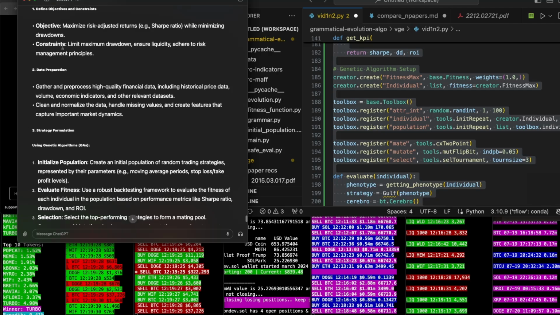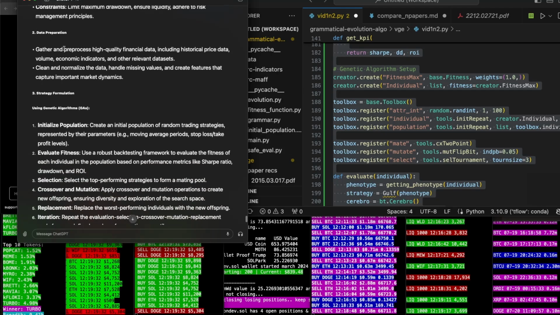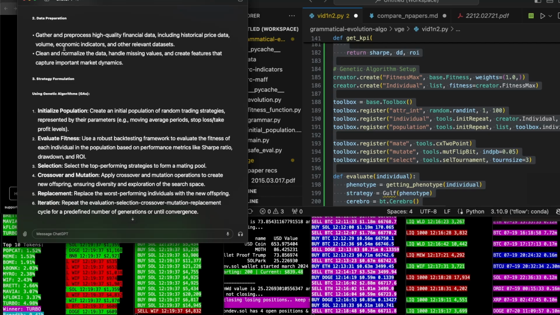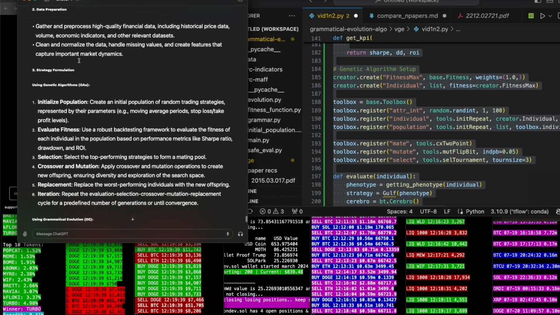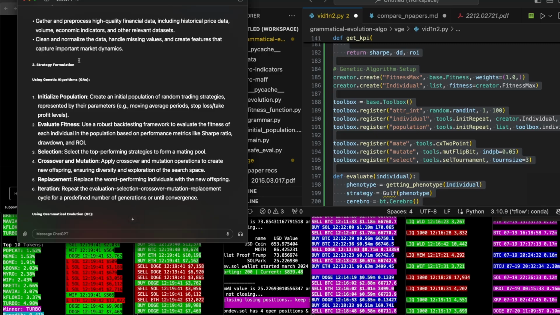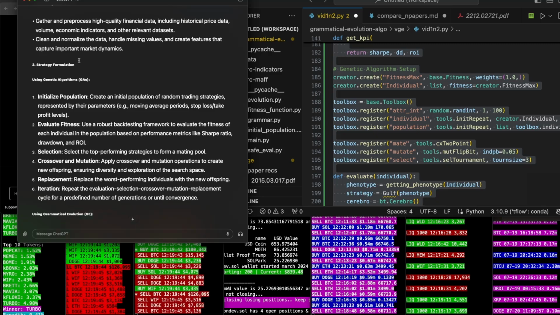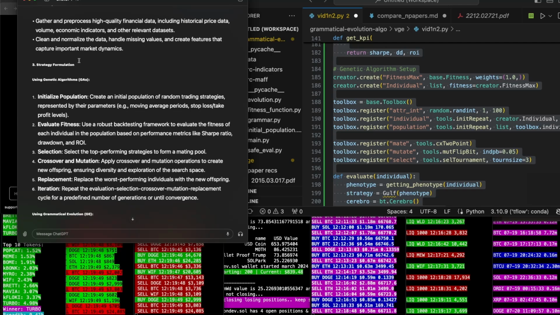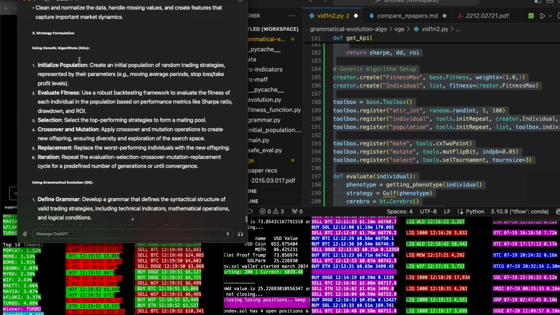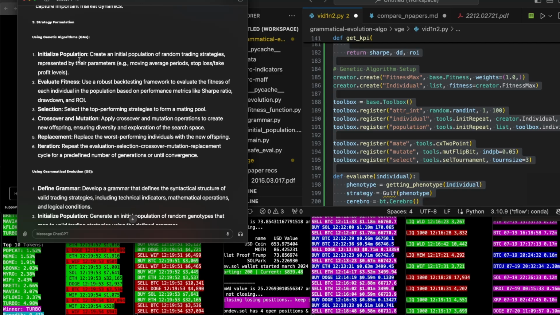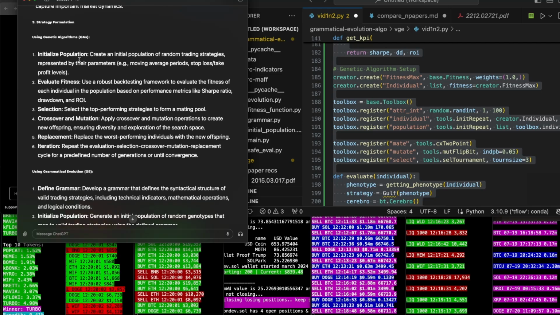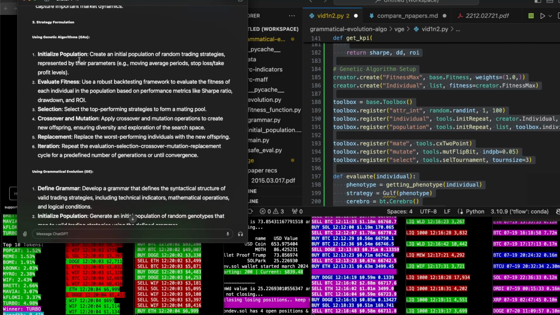Data preparation. Gather and pre-process high-quality financial data, including historical price data, volume, economic indicators, and other relevant data sets. Clean and normalize the data. Handle missing values and create features that capture important market dynamics. Strategy formulation. Using genetic algorithms, GAs, initialize population: create an initial population of random trading strategies represented by their parameters, like moving averages, stop loss, take profits.